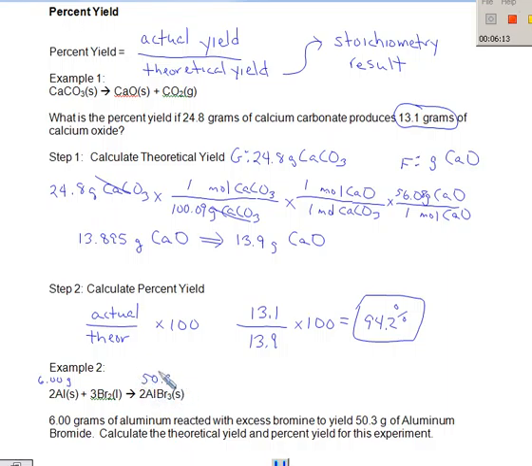This is our actual yield right here. This is our given. So your given is going to be 6.00 grams of aluminum oxide. And your find, remember we're doing the stoichiometry problem first, is going to be the grams of aluminum bromide. Make sure you use aluminum bromide subscript 3 that we should have made if everything went well. I'm going to pause here. I want you to work the problem, and then I will show you the answer.